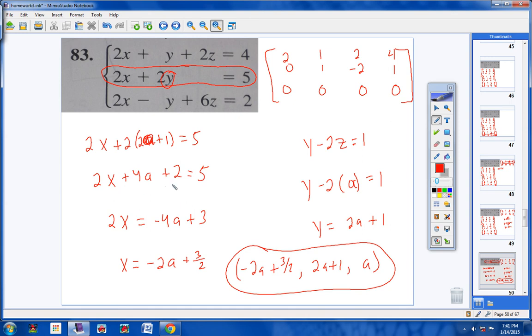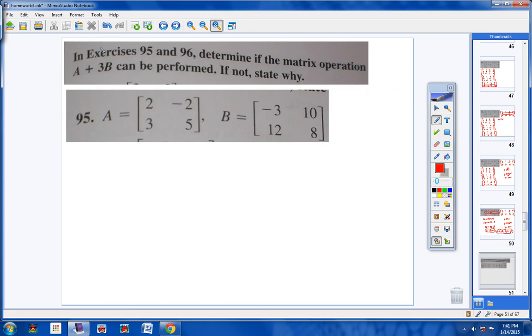And then solve for x. So bring the 4a over and make it negative. Bring the 2 over and make it negative. 5 minus 2 is 3. And now divide everything by 2. This is exactly what you're left with, okay? So there's your final answer right here. Here's your x. Here's your y. And there's your z. Okay, moving on to number 95. Let's see.